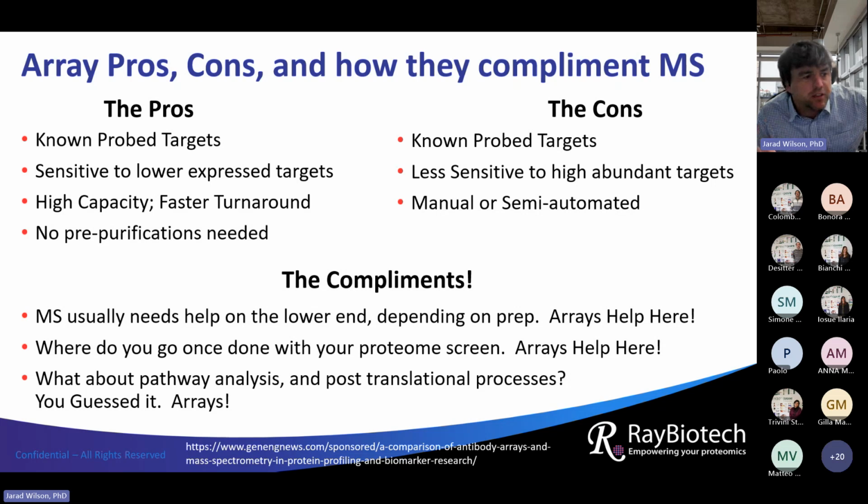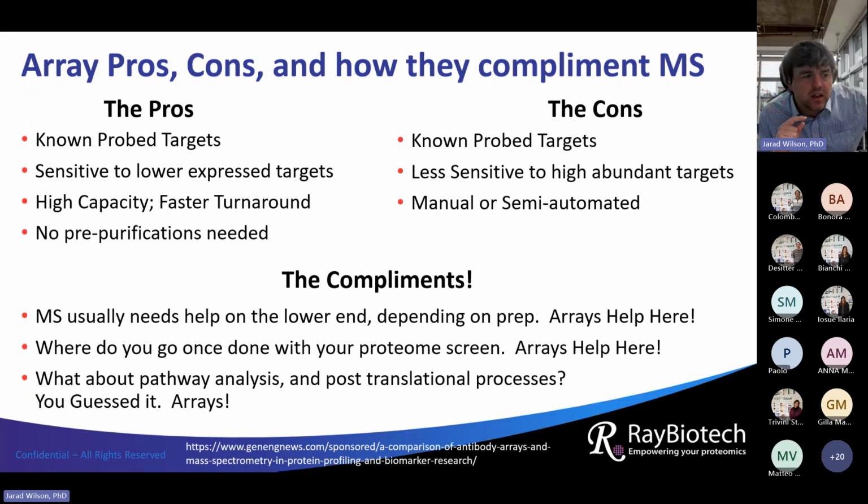Arrays are much faster. They are faster in turnaround time, as well as you can run a lot of them at the same time. And again, you don't need to pre-purify or pre-prep your sample. On the con side, again, you know your targets. You have limited your field of scope a little bit. That is a bit of a con for arrays. You're not scanning for everything yet.